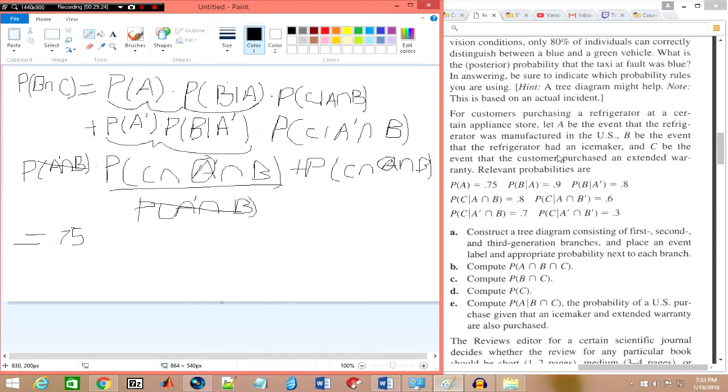Which is equal to 0.75 times 0.9 times 0.8 plus 0.25 times 0.8 times 0.7.